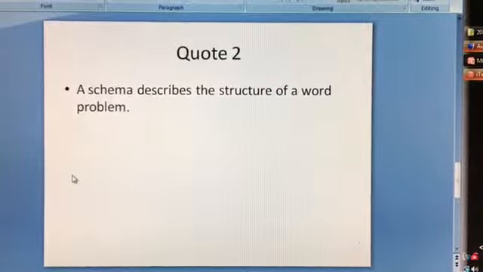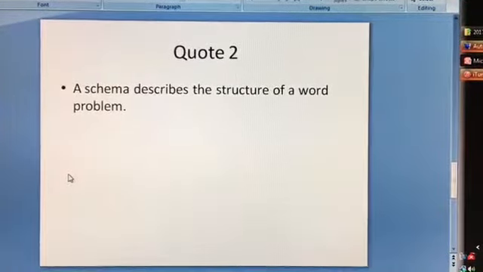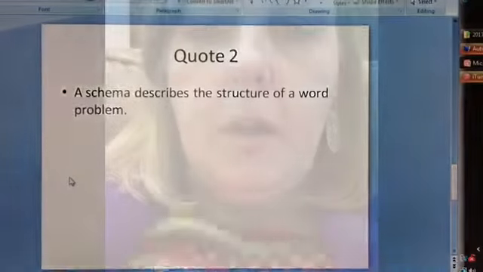Quote 2. A schema describes the structure of a word problem. Reflection on quote 2. Schema helps describe the word problem at a more foundational level. When teachers give schema instruction, teachers first teach a problem-solving strategy.